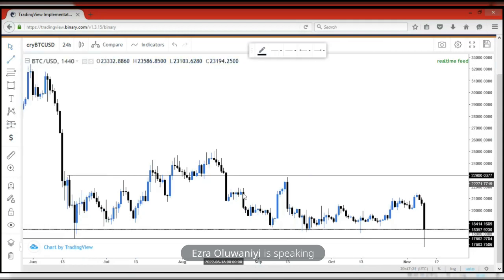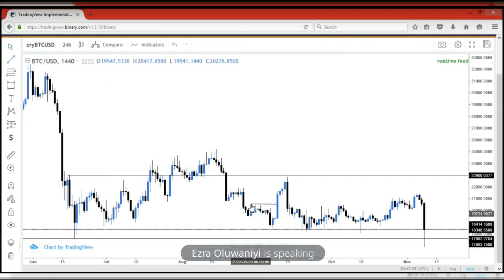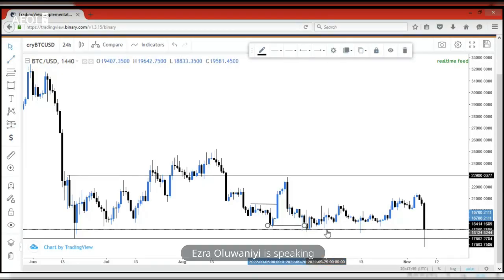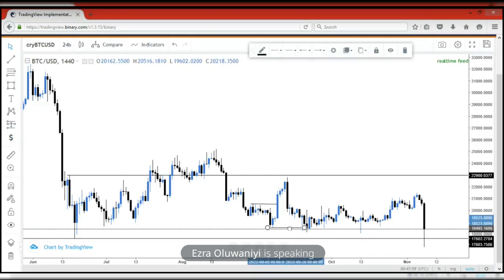Now, this is a break of structure, isn't it? Is that not a break of structure? Yeah. Now, we're waiting for price not to break this low. I want to show you a few things. In fact, let me delete this thing, so that you will know that the sell is more imminent than even the buy.